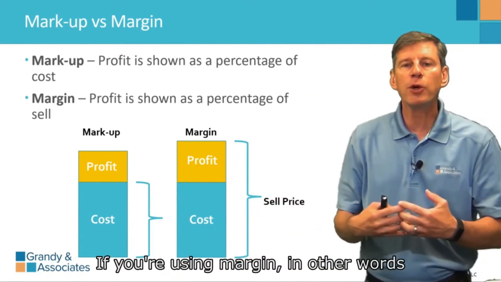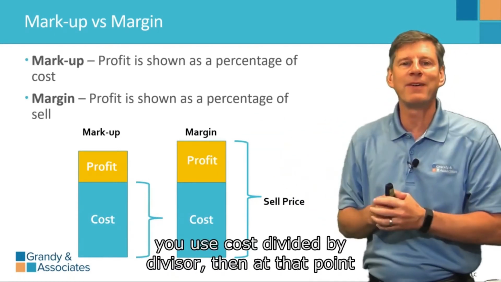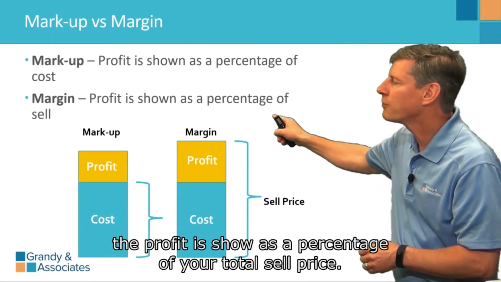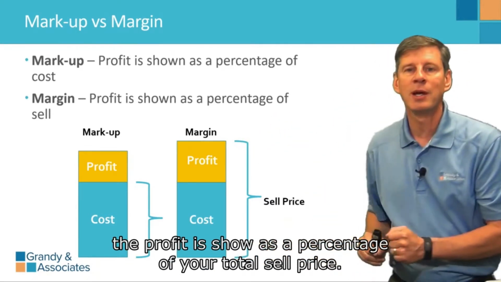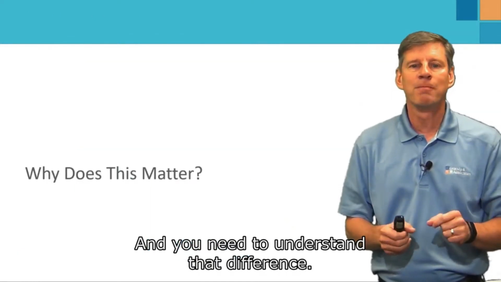in that particular scenario, your profit is shown as a percentage of the cost in that job. If you're using margin, in other words, you use cost divided by a divisor, then at that point, the profit is shown as a percentage of your total sell price. It makes a difference. And you need to understand that difference.